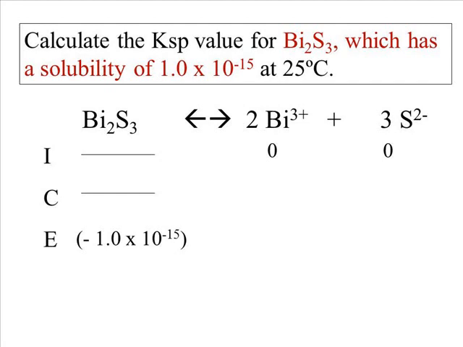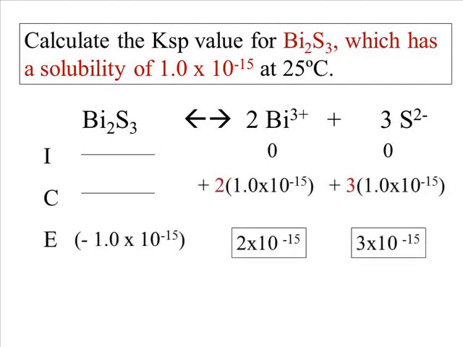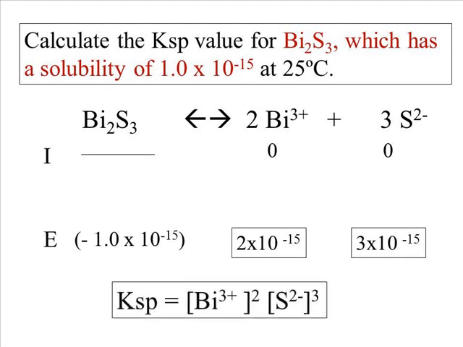Bismuth sulfide: they're giving you the solubility of the solid, so even though you will not use that mathematically, that will tell you the concentration of the ions. So you'll have double that concentration of bismuth 3+ ion and triple that for the sulfide ion. Once you get those molarities, you then need to put it into the KSP expression, so you'll have to square and cube those values to get the KSP.